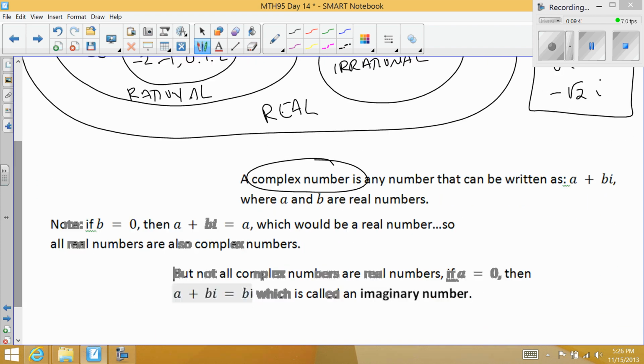With a plus bi, if a is 0, we simply have bi, which is what we call an imaginary number. If b is 0, then a plus bi is simply a, which is a real number. So all real numbers are also complex numbers. But not all complex numbers are real numbers, because some are imaginary numbers, the non-real numbers. That may have been a little more detailed than you wanted.